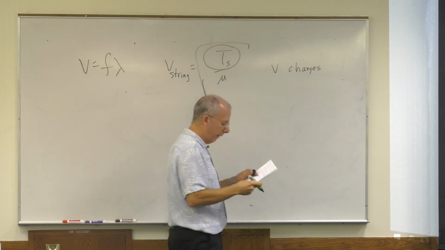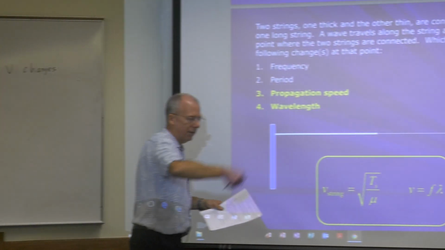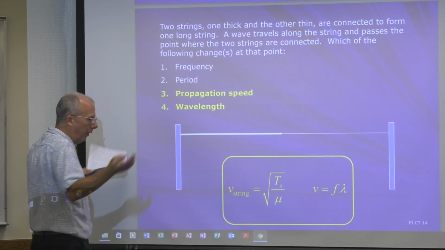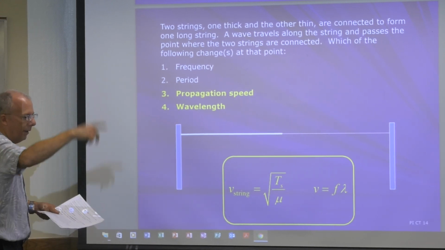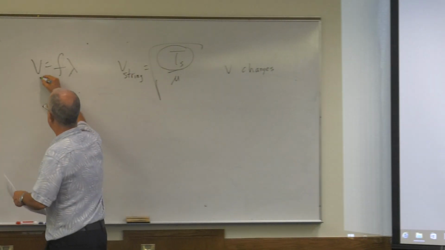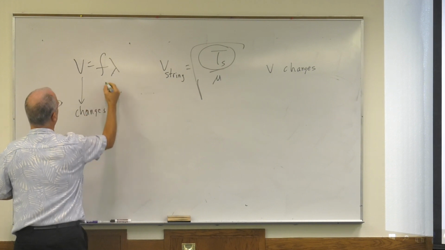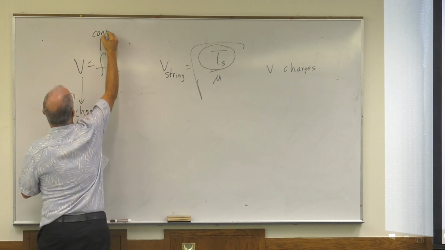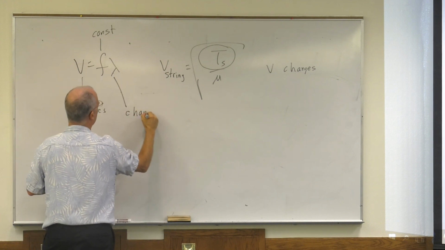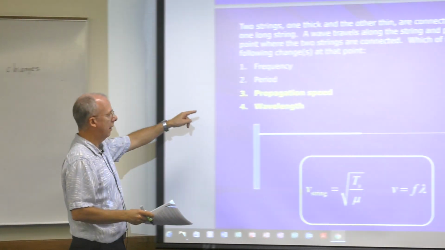Now, the frequency never changes, unless you make a change. The source would have to change or something like that. So the frequency doesn't change. This is constant, so if v changes and the frequency is constant, the wavelength has to change. That's all. So the speed changes and the wavelength changes.